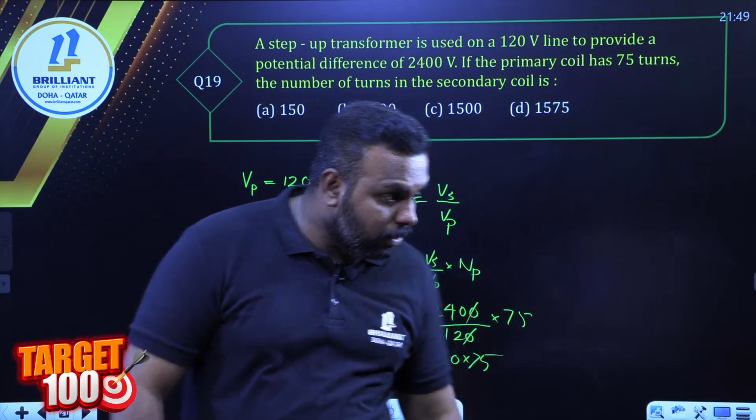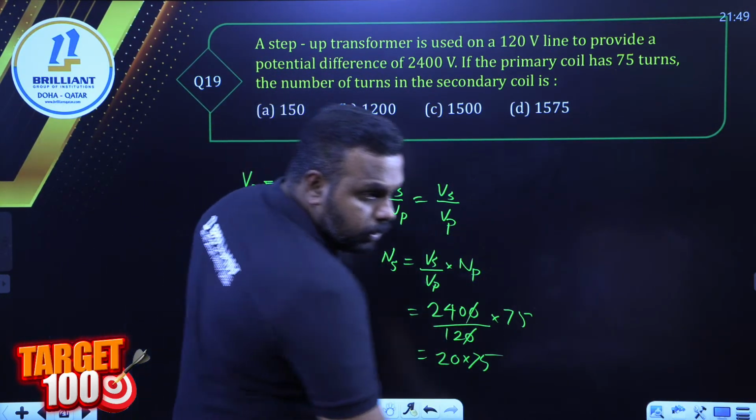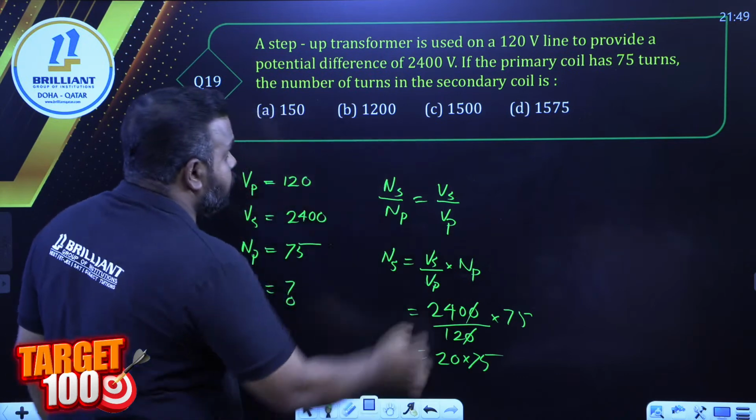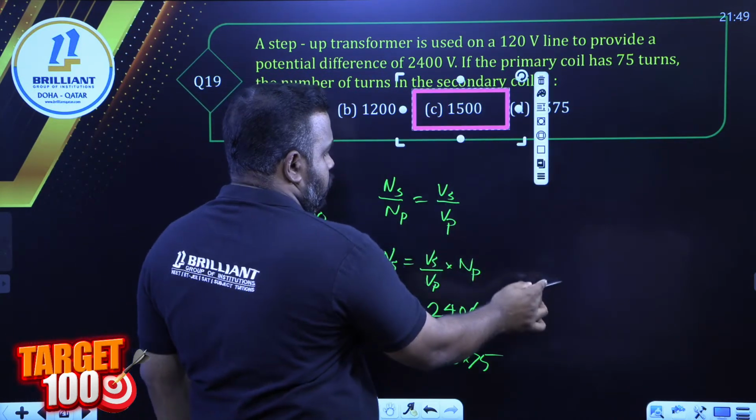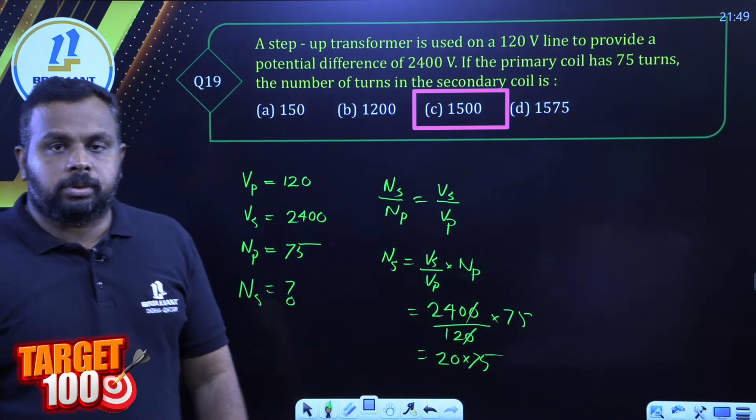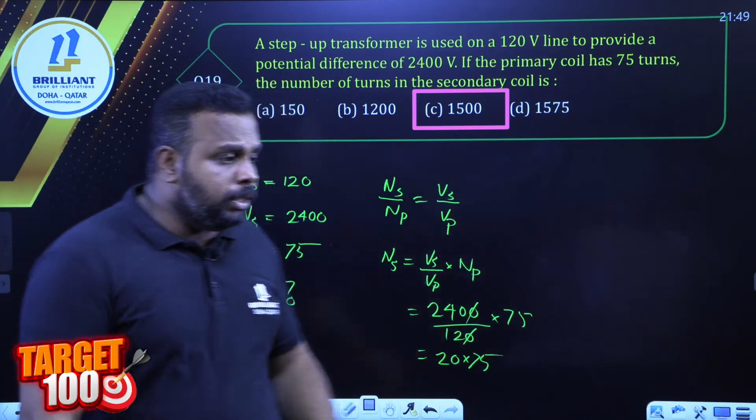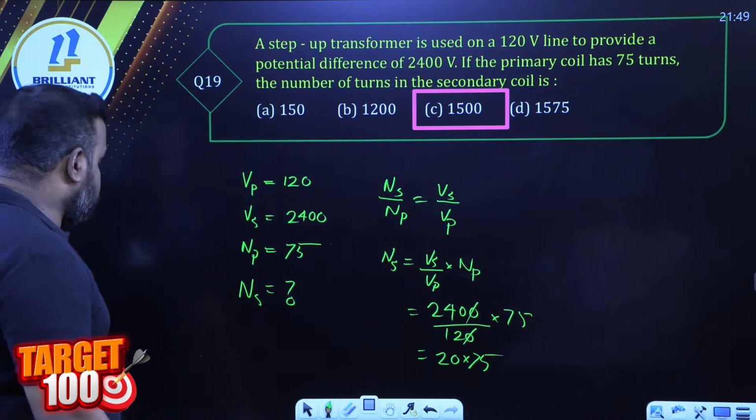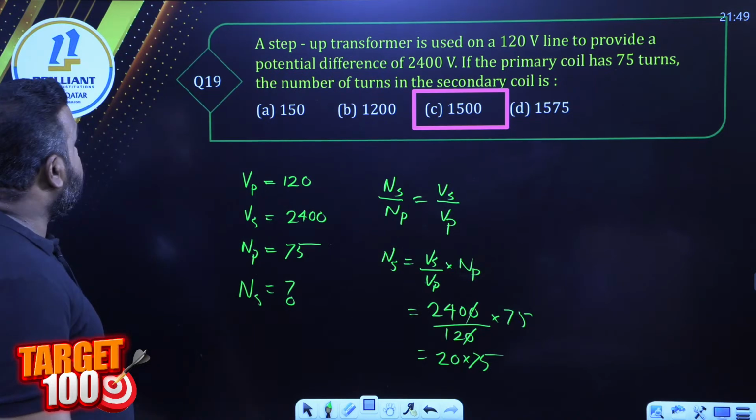Very good. Sriram, Nitin, everybody is getting the right answer. 1500. So when this type of question comes, you can easily do it. And now I'm going to the next question, number 20.